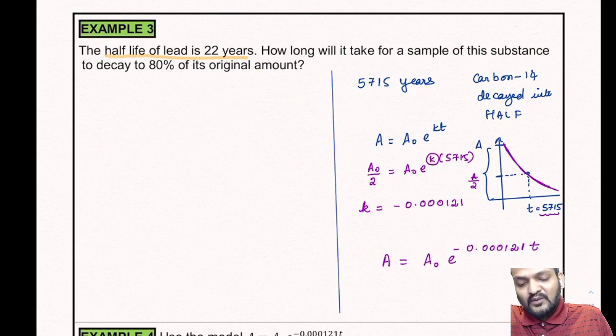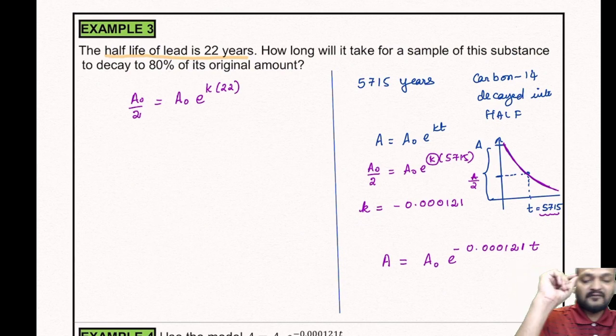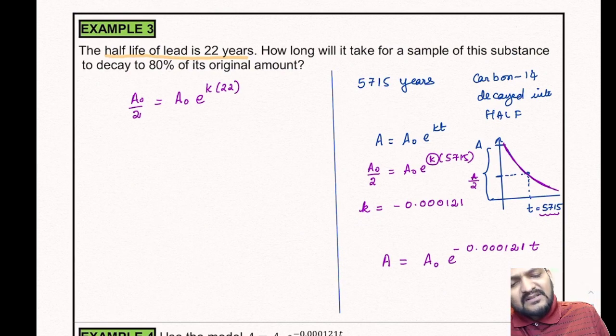Which means whatever the initial amount is, if its initial amount is A sub 0, for it to become half, A sub 0 over 2, I don't know what the growth rate is, it's going to take 22 years. That's the half-life of lead. Let's use that to figure out the k, the same way that we did earlier. Once we figure out the k, then we can figure out how long it will take for a sample of this substance to decay to 80%.